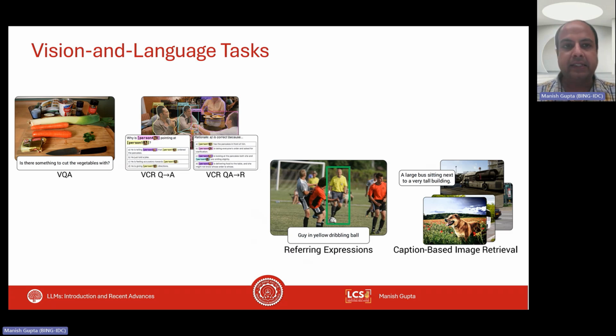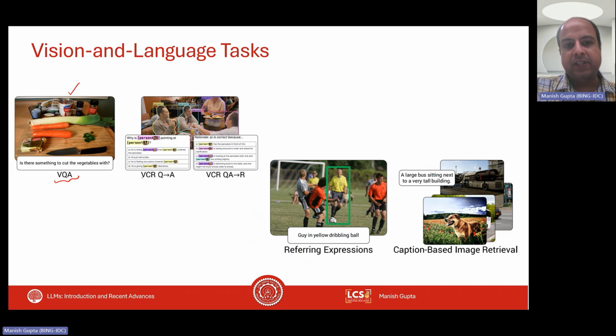So what you see on the slide here are various vision and language tasks. There are several scenarios where information could be multimodal in nature, specifically text and images, right? The most popular multimodal task I would say is visual question answering, where the input is an image and also a question along with that image. So is there something to cut the vegetables with? And this task is called visual question answering, where given the image and the question, the idea is to select from a large set of answers, right? An understanding task is about selecting from a large set of answers, right? But a generation task would be to actually generate an answer text.